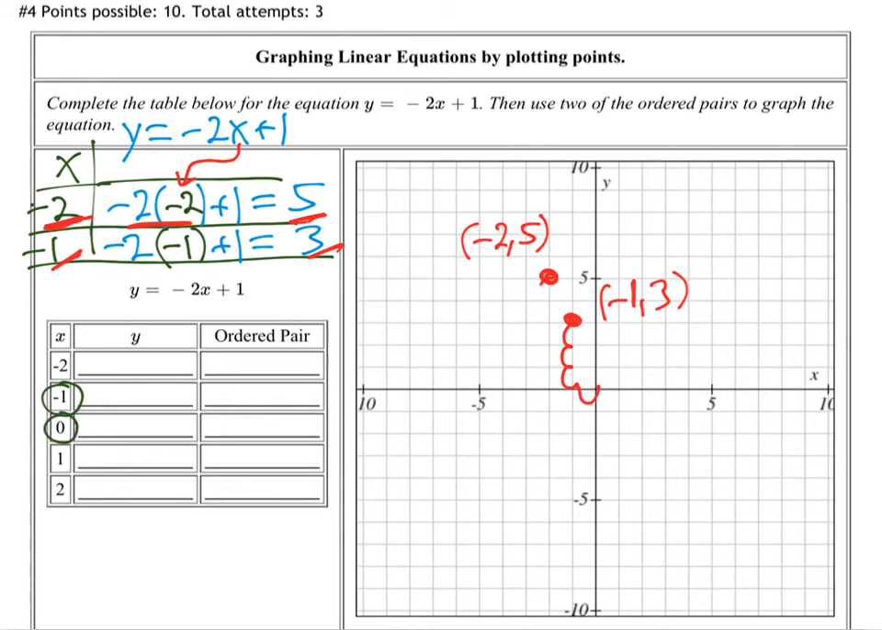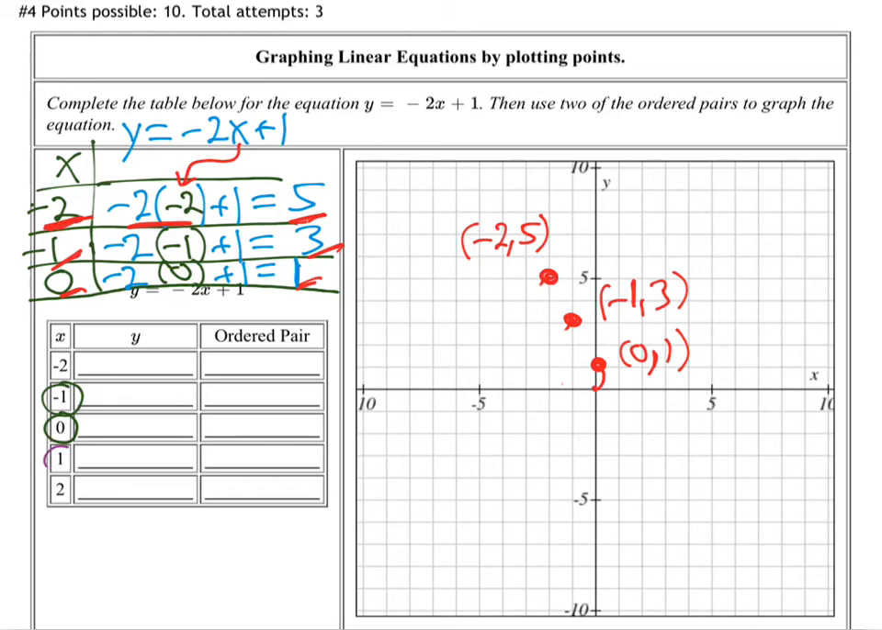Next one is 0. Plug in 0 for x, and then see what you get for y. -2 times 0 plus 1 equals 1, right? So can you find that point on the graph? So 0, 1, starting from the origin, go over 0, up 1. What are you noticing? They're lining up, aren't they? Are they going to keep doing that?